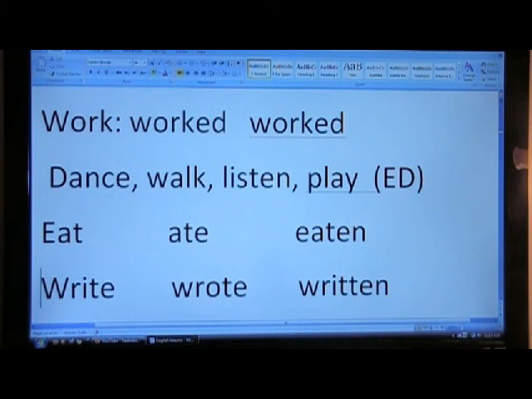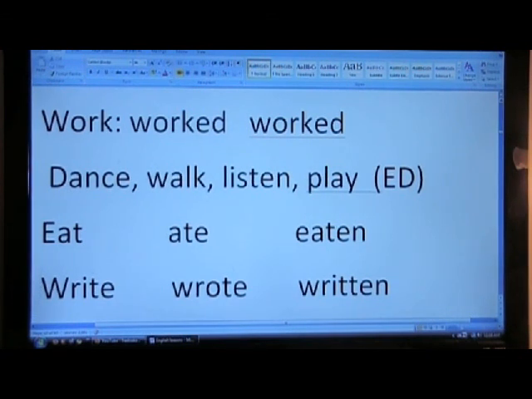Each verb has three formats: present, past, and what we call past participle. We'll learn it later. But for now, know that for every verb, there are three formats: present, past, past participle. Dance, walk, listen, play, they're all regular verbs. So we add ed at the end of each one of these verbs. Dance has an E itself, so we just add D.